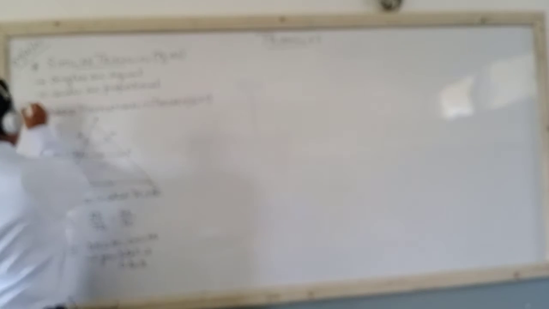What construction have we done? DM perpendicular on AC, EN perpendicular on AB, and join D to C and E to B. Okay, now proof.